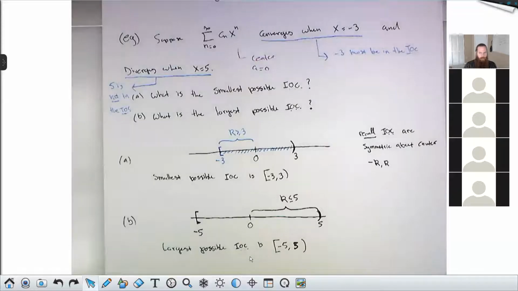Of course, yeah, it's a really good question. So, another question: in the case where, say, this series diverges at x equals -5, then -5 would be your open parenthesis and 5 would be your closed bracket. If I told you that the series diverges when x is -5 and you are trying to build the largest possible IOC, then yeah, you would flip the bracket and the paren here. Okay.